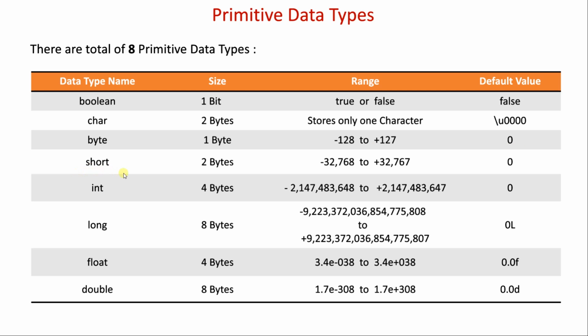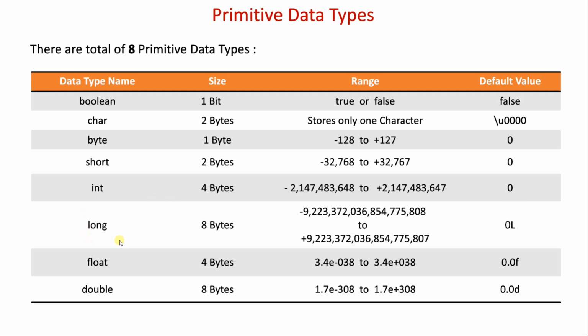The next one is short, which takes 2 bytes of data and it stores values from -32,768 to +32,767, and the default value assigned to it is 0. This int is the mostly used data type. It takes 4 bytes and it can store the values from -214 crores to +214 crores, and the default value assigned to it is 0.